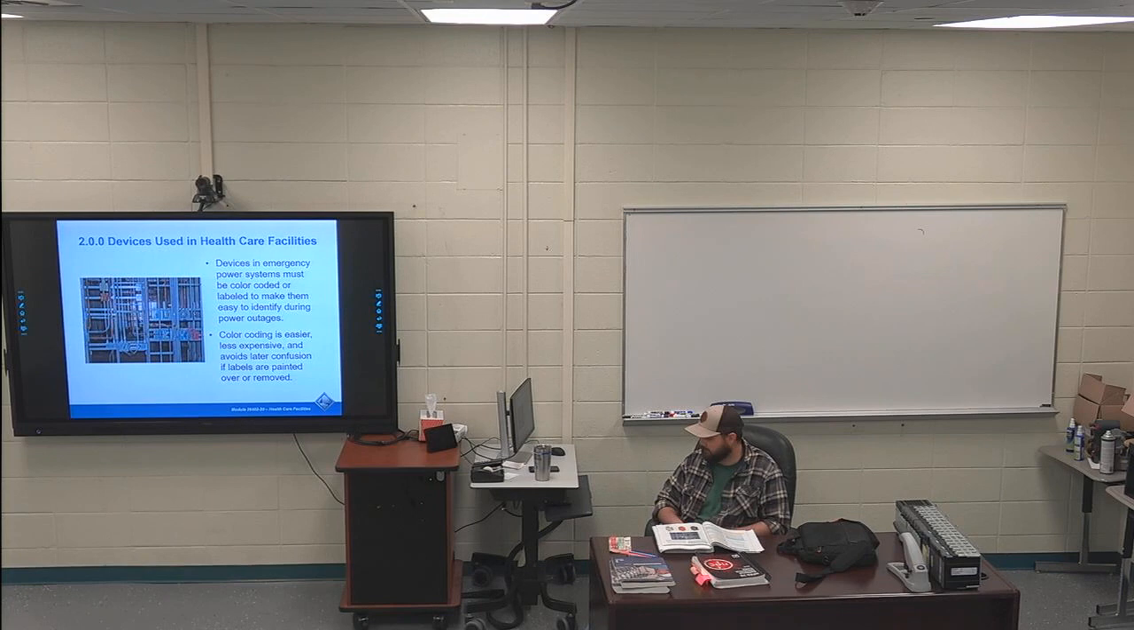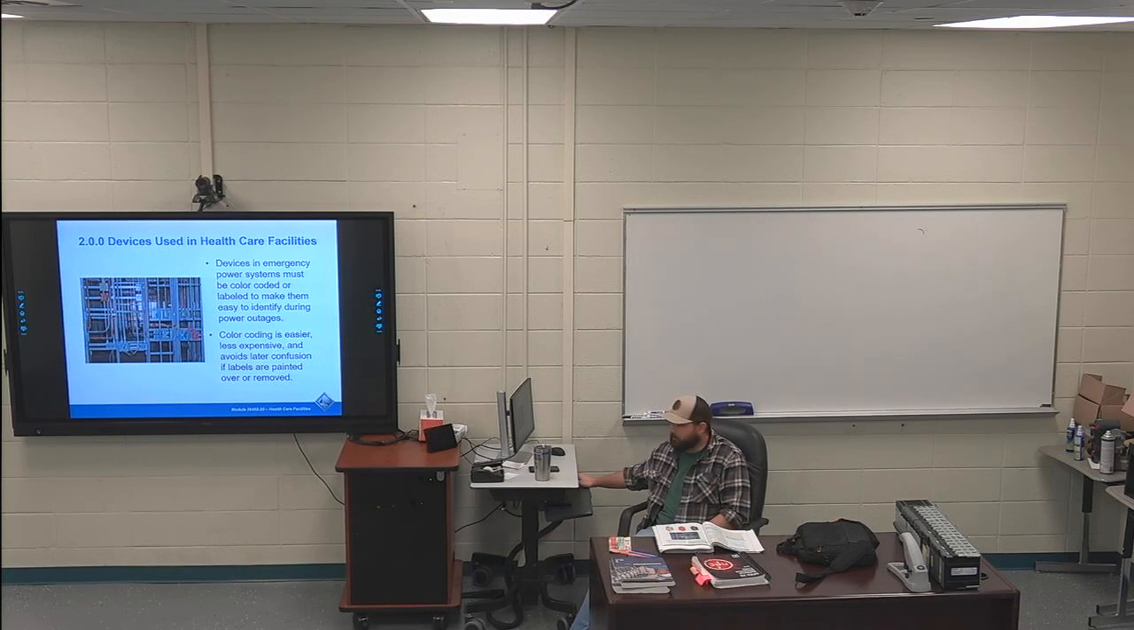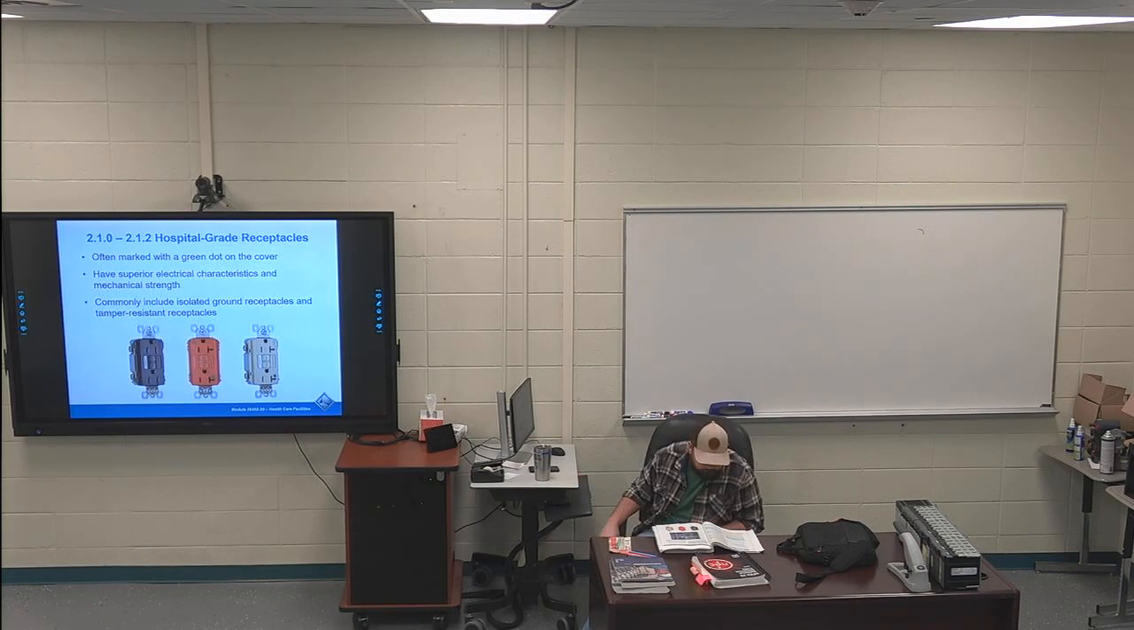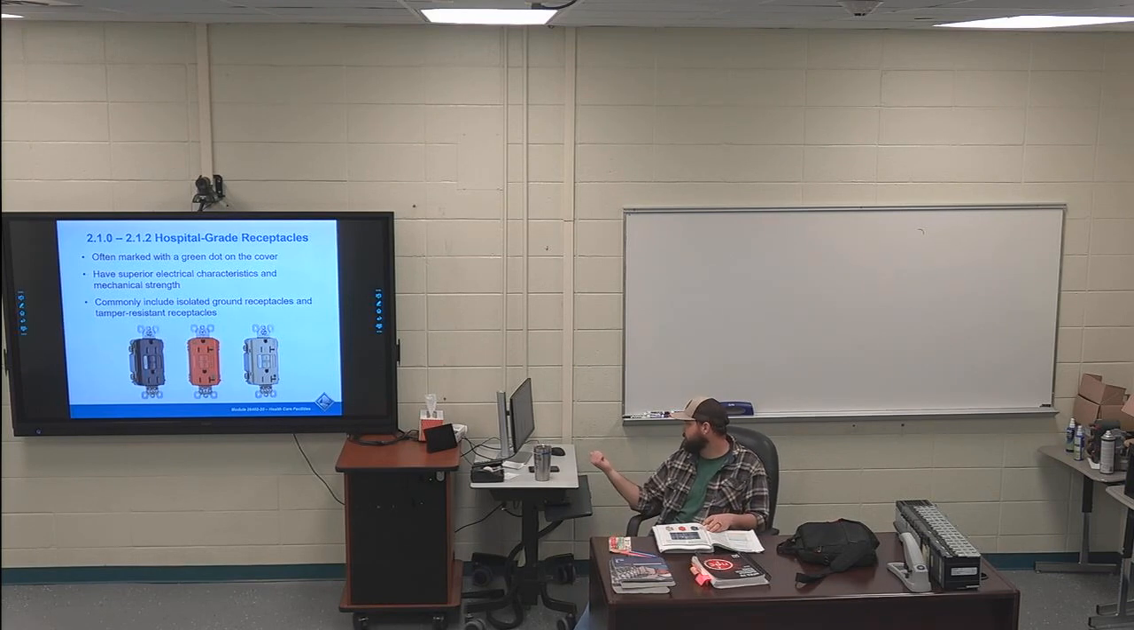210 hospital grade receptacles. First paragraph, last sentence is highlighted. Hospital grade receptacles are often marked with a green dot on the outer face of the receptacle. So you can see those pictures on the board. They got green dots on them to represent that they are hospital grade.